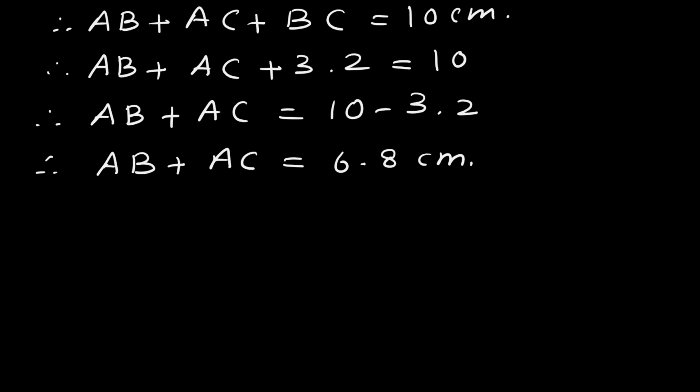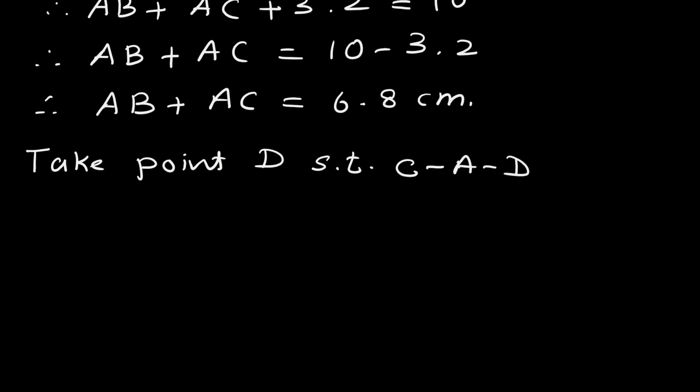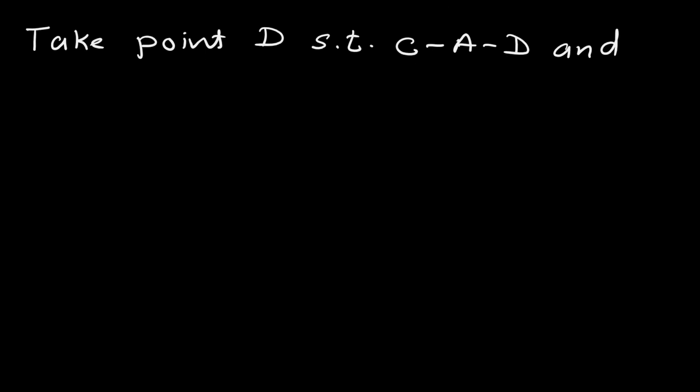Analysis. Now you tell me, I won't tell. Take point D such that C-A-D and AD is equal to AB. AB is known. Join. Next step.